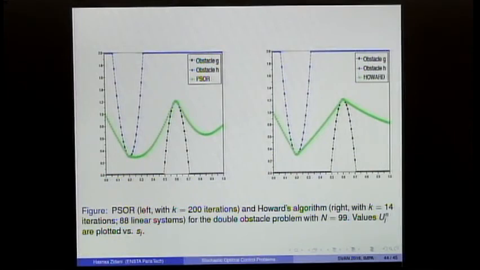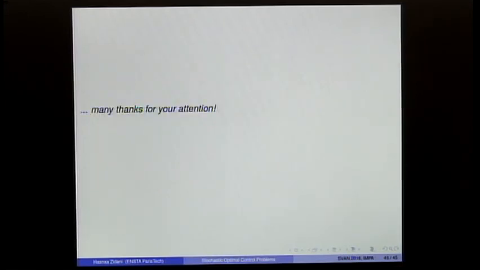So if you solve it after 200 iterations, you get something like that. And actually, even if you increase the number of iterations, your solution is not very nice because of this behavior here. And this is what you get by Howard algorithm after 14 iterations. But be careful. In these 14 iterations, you are solving a linear system at each step, so in total, you are solving 88 linear systems. But the solution after these 14 iterations is quite good. So this is just a simple example to compare with something else in the literature. And we are done. Thank you very much.